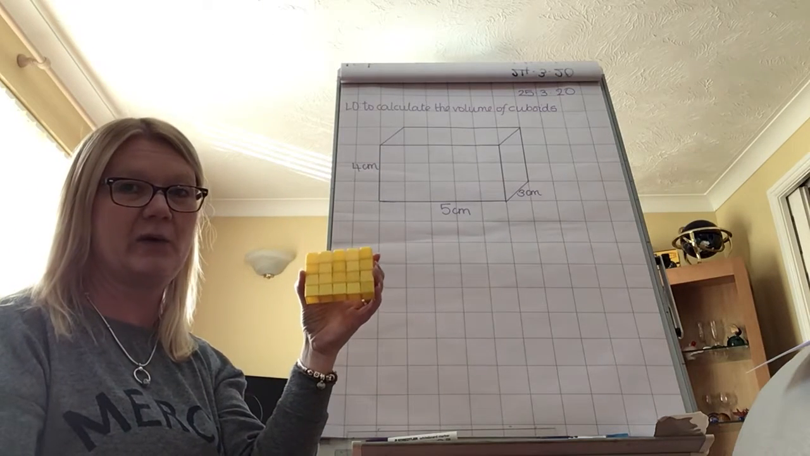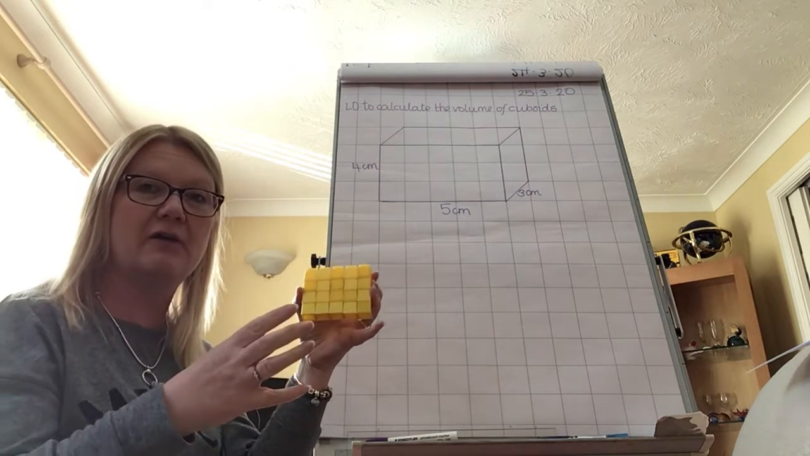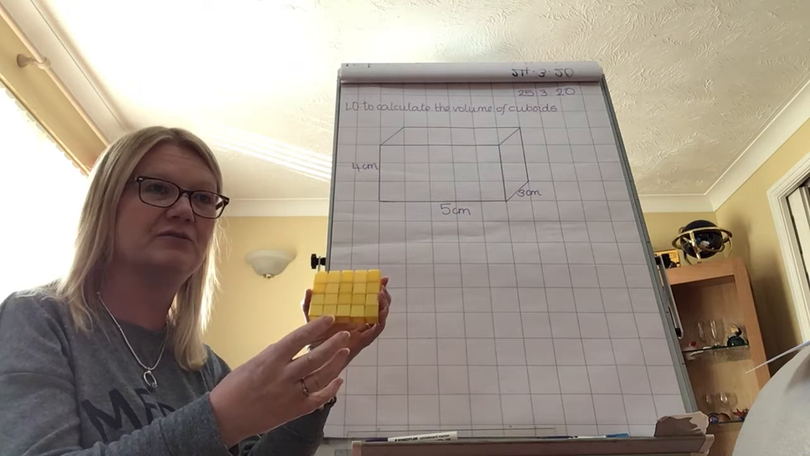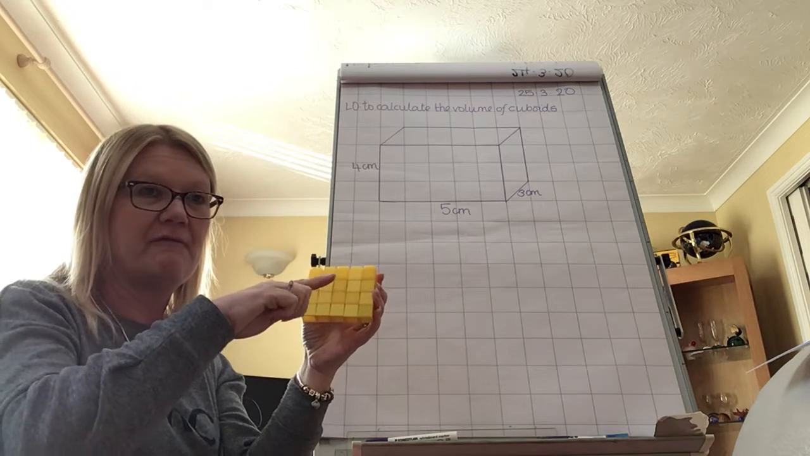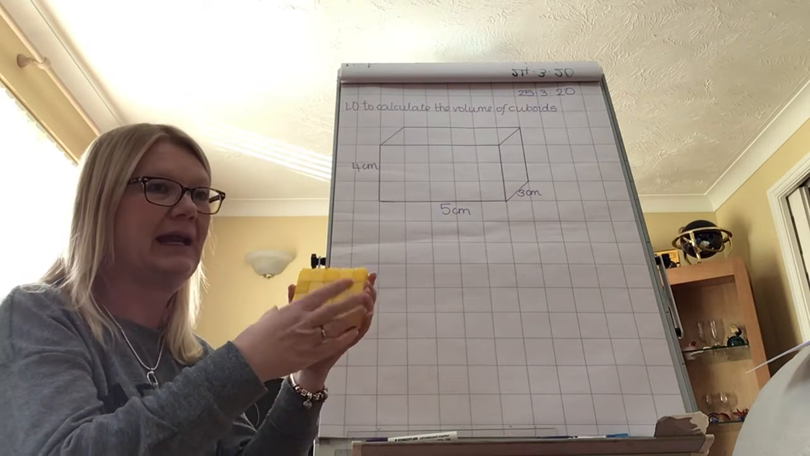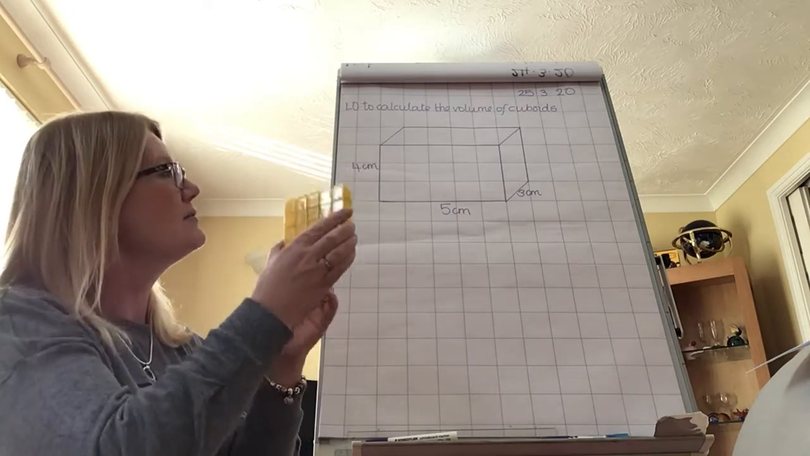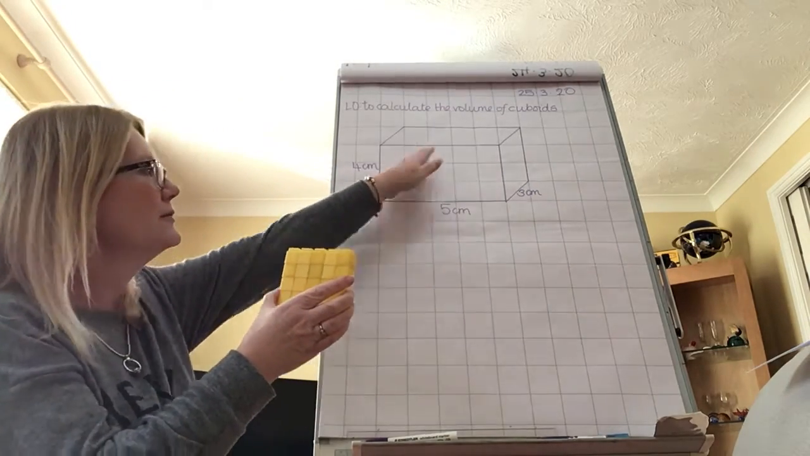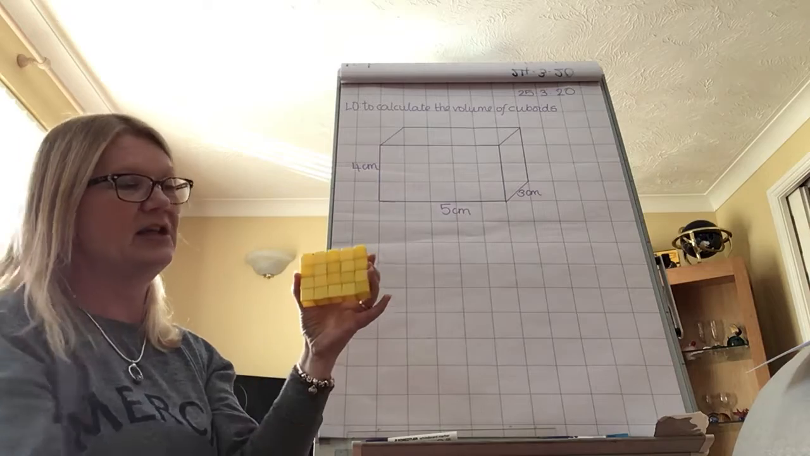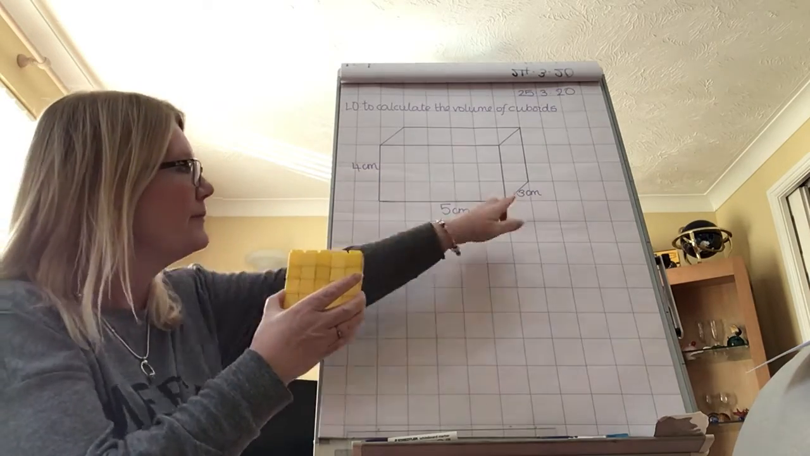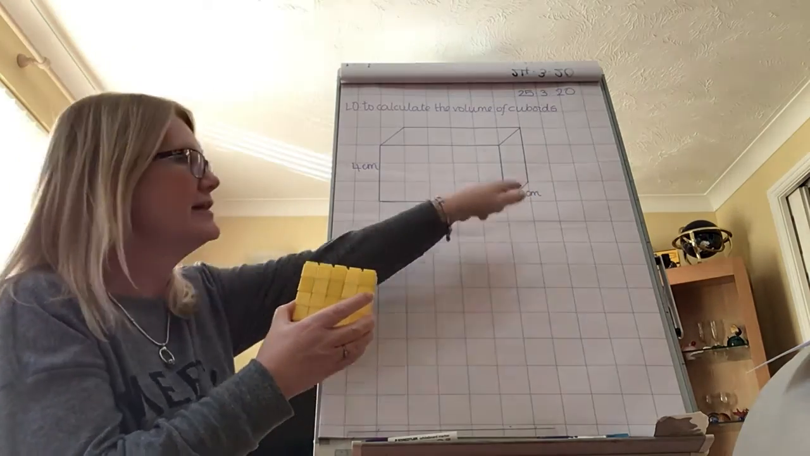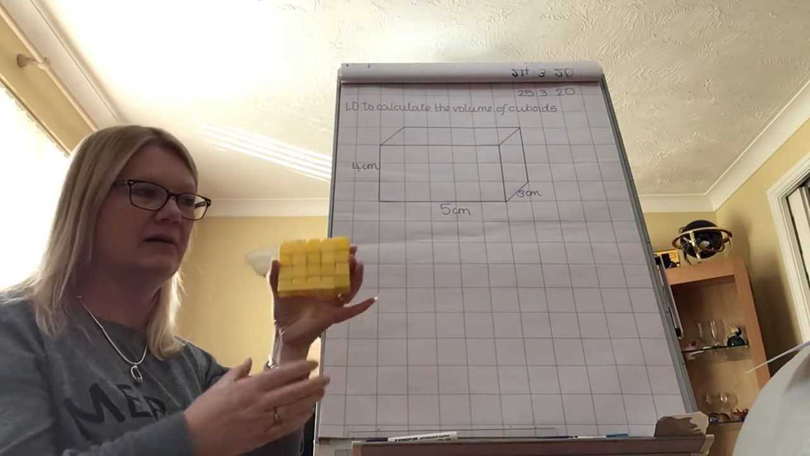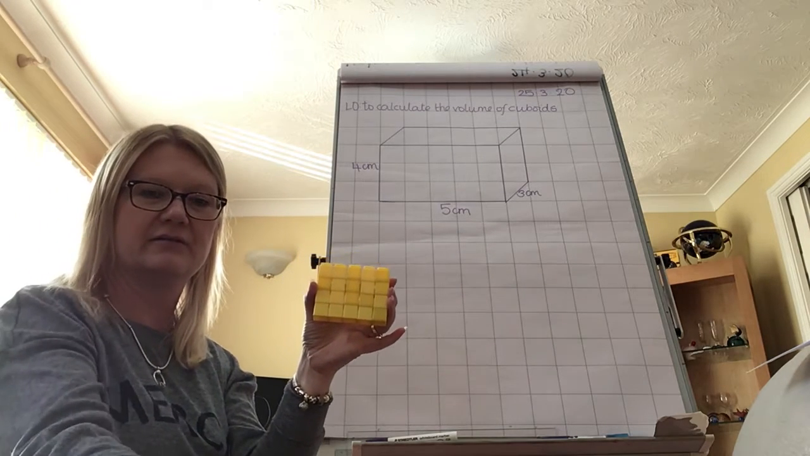20 centimetres squared. But because we're looking at volume, which is 3-dimensional, rather than looking at a flat amount, we are looking at an actual amount of space. So to make that front row, I've got 20 cubes. Because it is 3 centimetres deep, I need to do that 3 times.